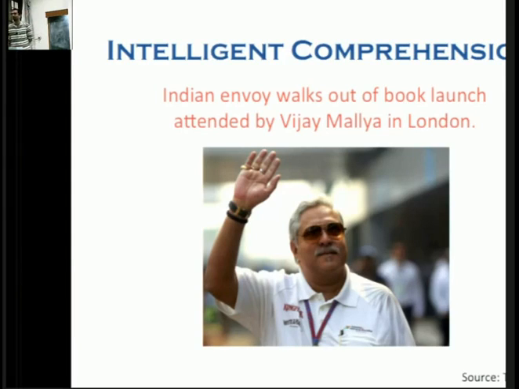Please, anyone answer? Right, exactly. If you just read this headline as such, you would not be able to make much sense out of it. You have to know that Vijay Mallya is an offender. He has been summoned by Indian courts and he is absconding to London. Which is why when he went to one of these book launch events where some Indian ambassador was there, the ambassador walked out, because he is an offender. One would not make much sense out of this headline if they did not know the previous story.